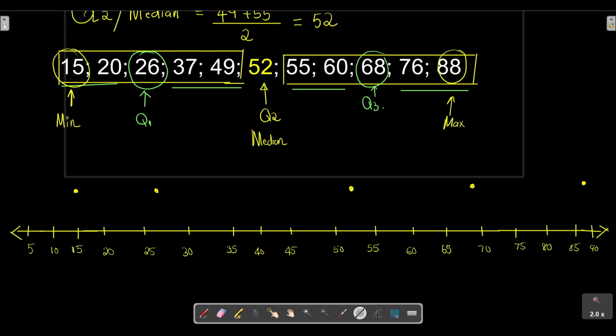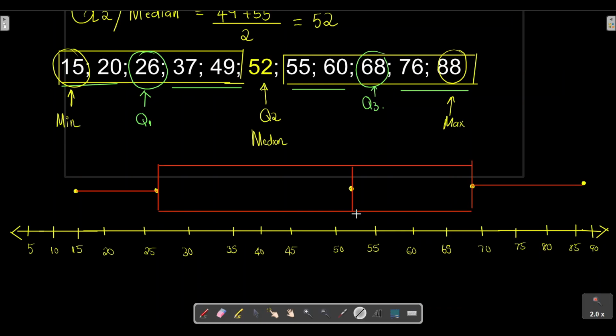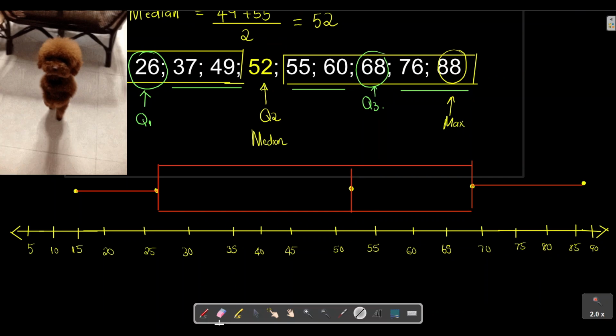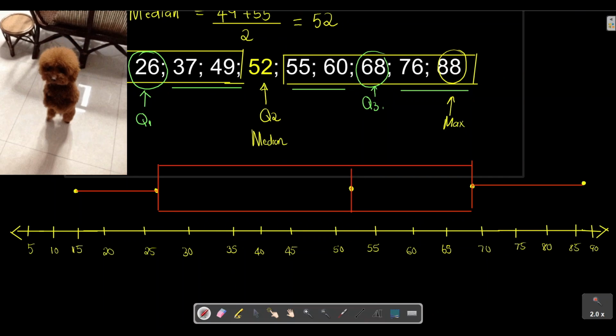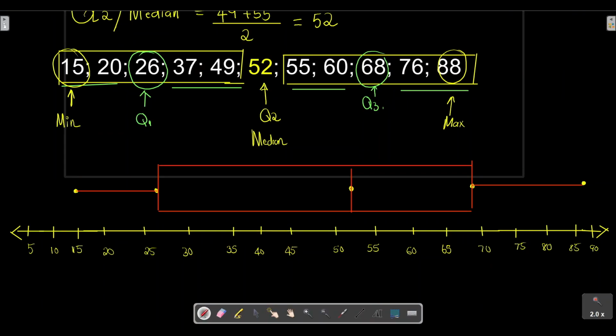Let me just do that. From there to there. From the minimum to my Q1, that's my whisker. From the Q3 to the maximum, that is the whisker. And from the Q1 to the Q3, that's where I'm going to have my box. And we've now drawn our box and whisker using the information that was given about the marks that were obtained by 10 learners in a mathematical literacy class.